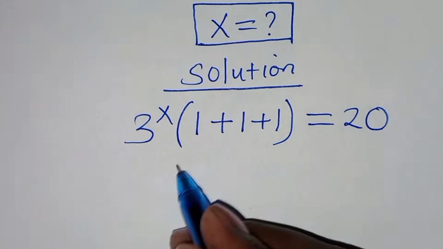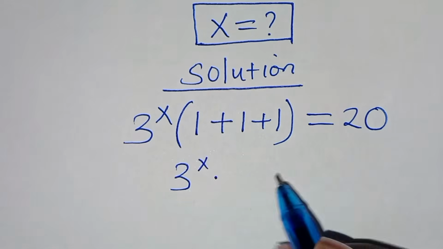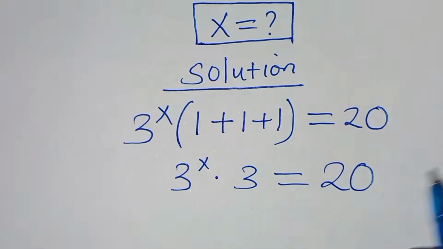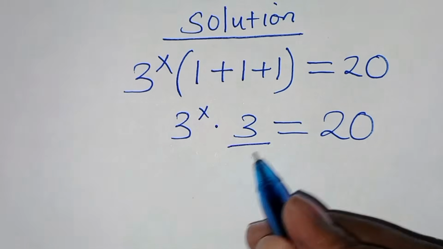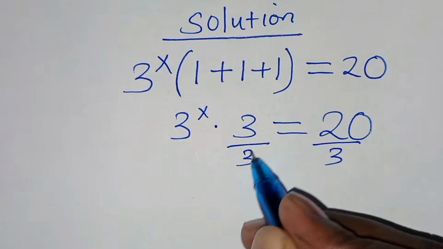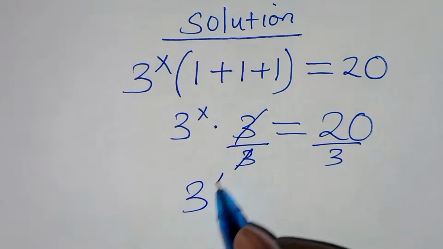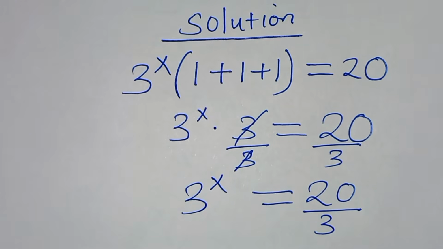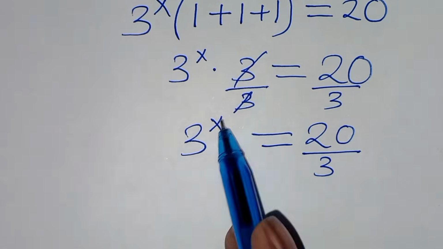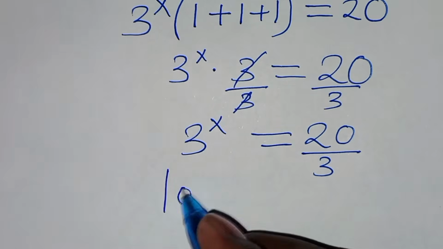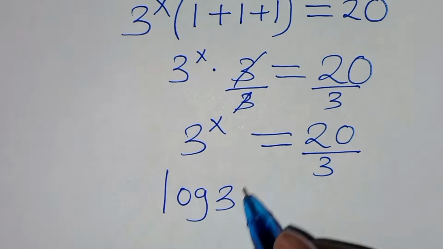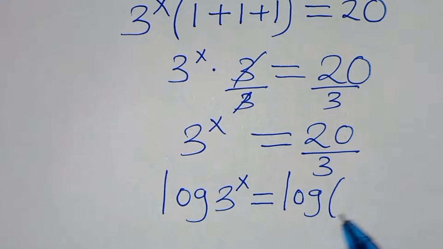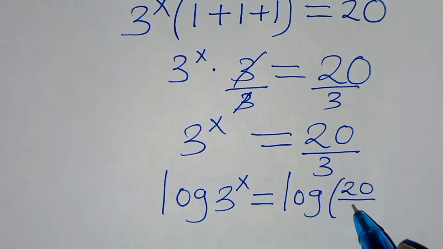So this is the same thing as 3 to power x times 1 plus 1 plus 1, this is 3, and this is equal to 20. Let's divide both sides by 3, so that 3 to power x is equal to 20 over 3. To solve for x here, we introduce logarithm, that is log 3 to power x on both sides, so this is equal to log 20 over 3.